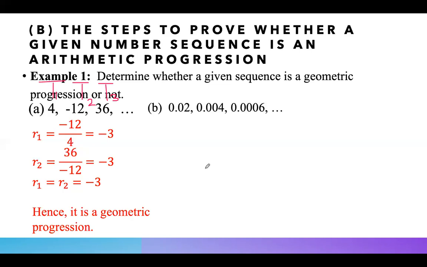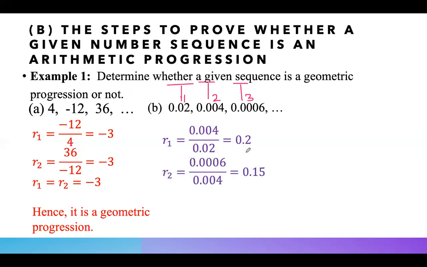Okay, let's see the second example: 0.02, 0.04, and 0.006. Right, so find R1, with T1, T2, T3. So R1 is 0.004 divided by 0.02, which equals 0.2. Then R2 is 0.006 divided by 0.004. You'll get 1.5. So you can see here R1 does not equal R2. Therefore, it is not a geometric progression.